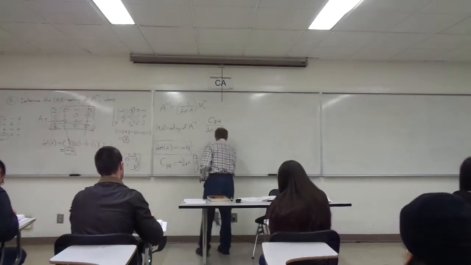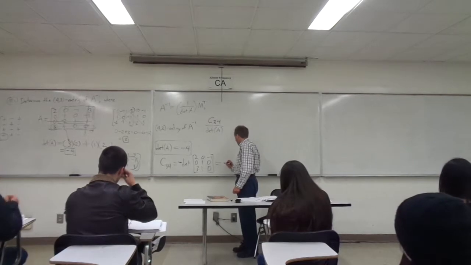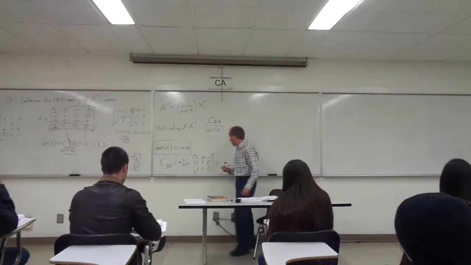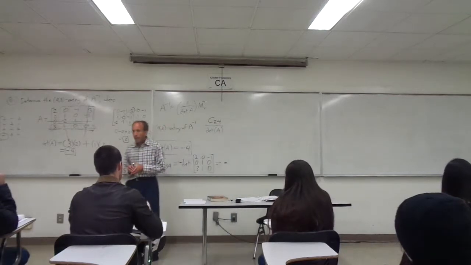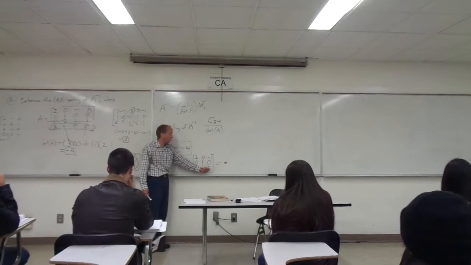How do you want to evaluate this determinant? Cofactor expand what row or column, Brandon? Do you want to? Pardon? Third row. I wouldn't choose that. Oh, third column, right? Yeah, third column is a good one because there's lots of zeros there.